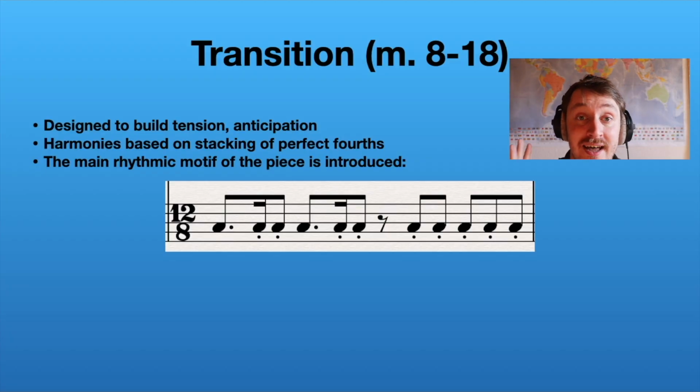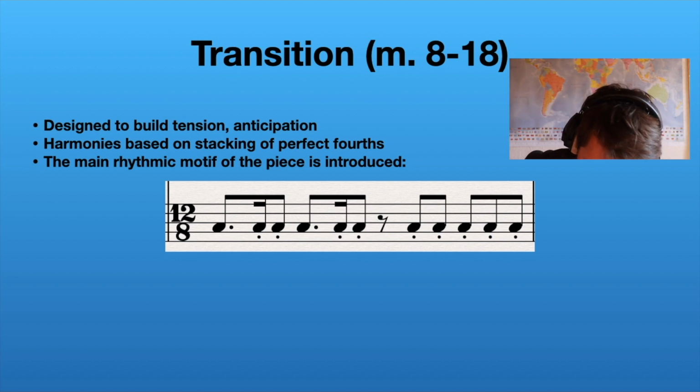This tension and anticipation is created in all parameters: dynamics, orchestration, and harmony. The dynamics gradually go from mezzo piano to fortissimo. The orchestration becomes more dense, meaning more instruments keep joining in, and the harmonies also become more dense and or more dissonant. The harmonies in this section are constructed by stacking perfect fourths.